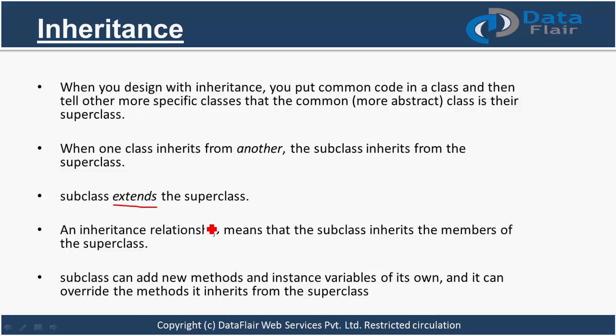Now, an inheritance relationship means that the subclass inherits the members of the superclass. You can inherit all the non-private features. That means you can fetch protected values, public values, and default values. In the subclass, having all the members of the superclass doesn't mean you cannot have new things. You can define new methods and new instance variables in the subclass. Also, you can override the old methods.